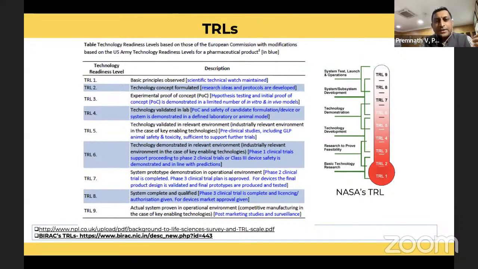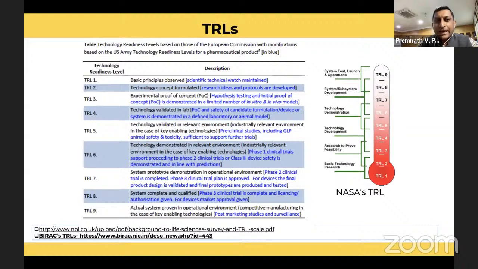There's another concept here called technology readiness levels. And this is something which BIRAC also uses. This originated in the US with NASA and other such organizations. So if you go and Google online, you'll find these technology readiness level scales. So you'll find that TRL1 is about basic principles that have been observed, and a technology concept has been formulated by TRL2. And then you progress it progressively to TRL9, TRL9 being the actual use of it in field, in real life situations, in commercial settings. Okay.